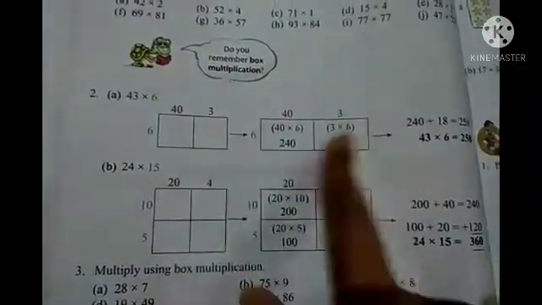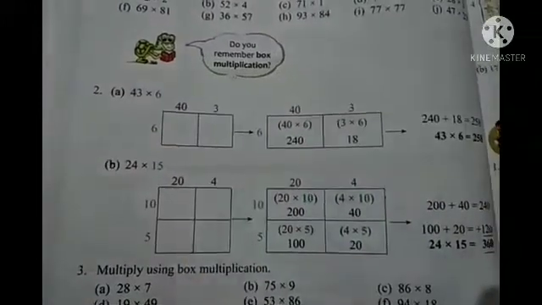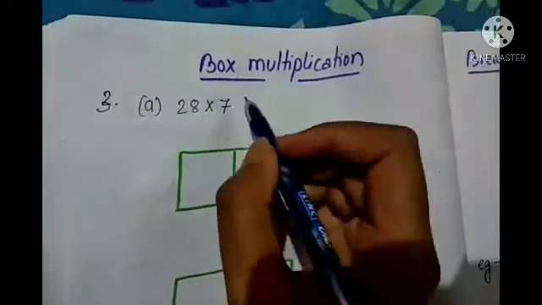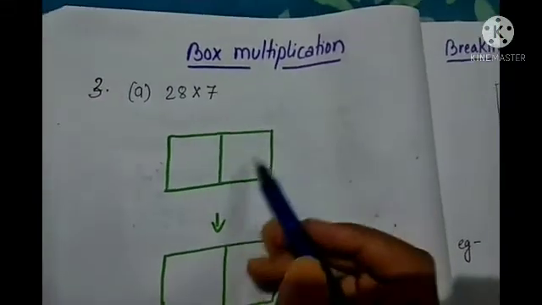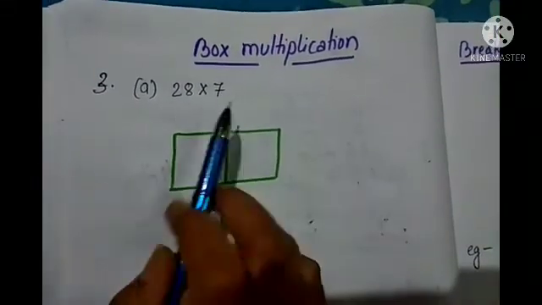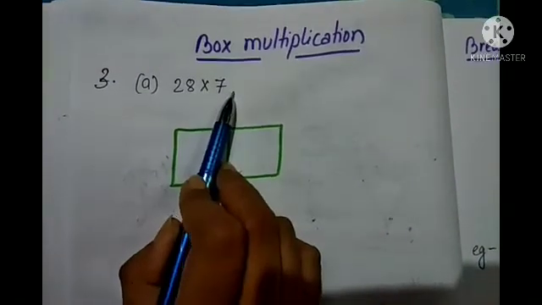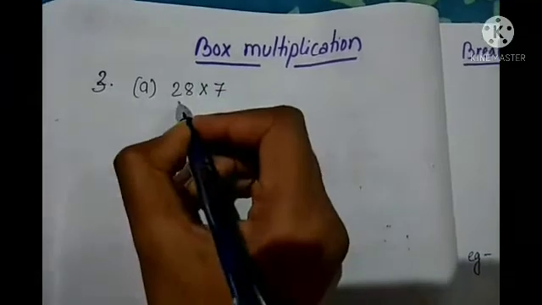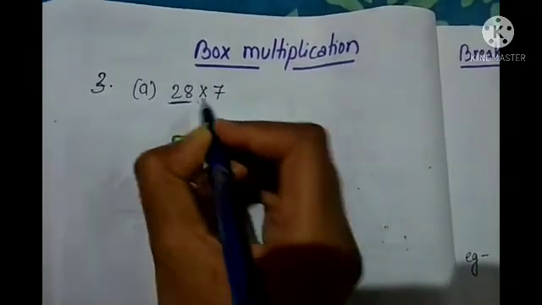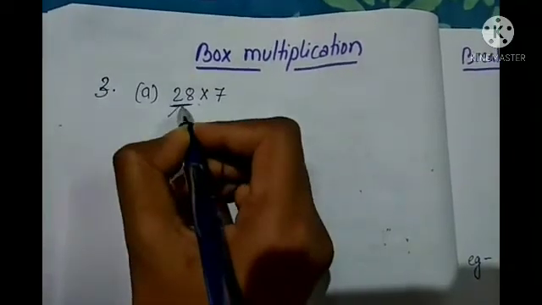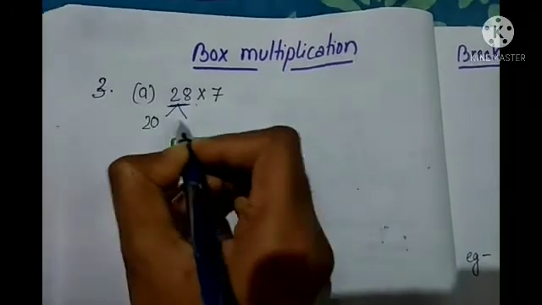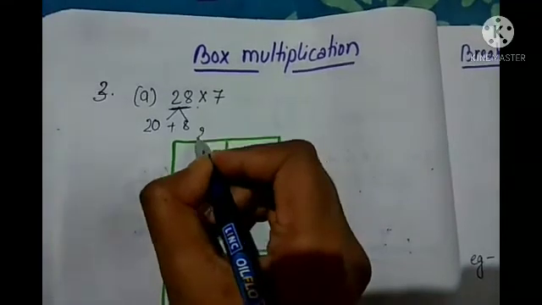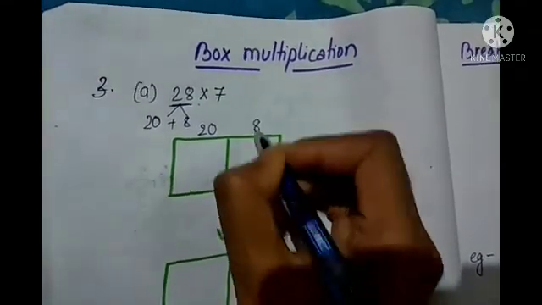So these are called box multiplication, so let's see how to do it. I take an example from question number 3a. So this is the box multiplication. Let's see how to do it. 28 into 7. The first step you have to take, students, is this one, 28. You have to break this number, as you know how to break it: 20 and 8, 20 plus 8 will be 28. So let's write it, 20 and 8.